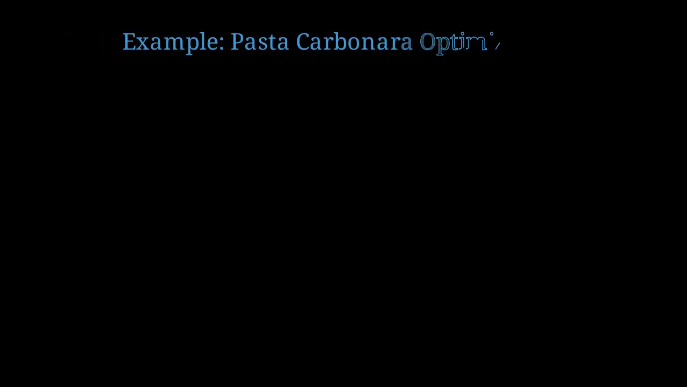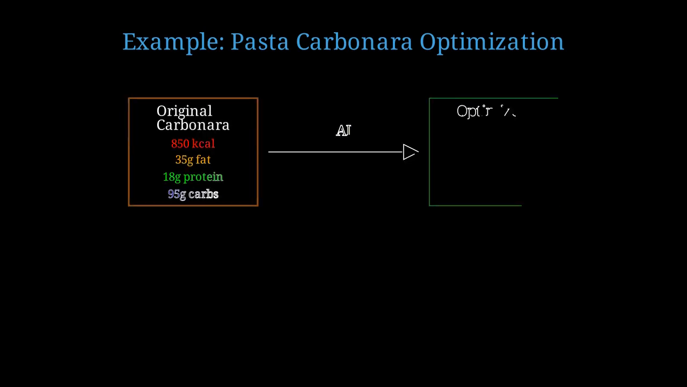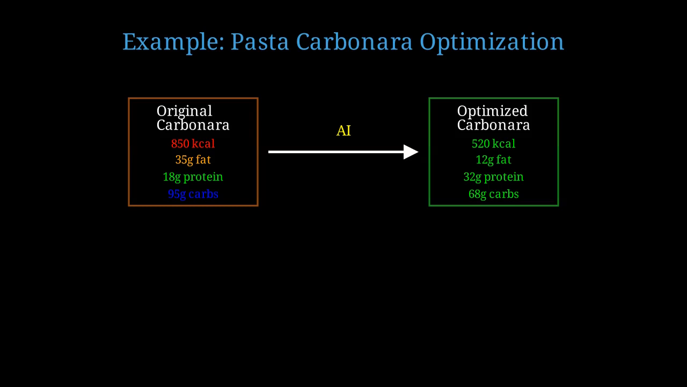Let me walk you through a concrete example. Let's optimize a classic pasta carbonara, which is traditionally very high in calories and saturated fat, but incredibly delicious. Original carbonara contains about 850 kilocalories per serving, with 35 grams of fat, 18 grams of protein, and 95 grams of carbohydrates. After AI optimization, we achieve 520 kilocalories, only 12 grams of fat, but 32 grams of protein, and 68 grams of carbohydrates. We've reduced calories by 39%, while actually increasing protein.